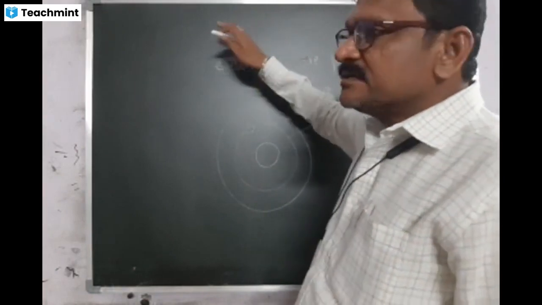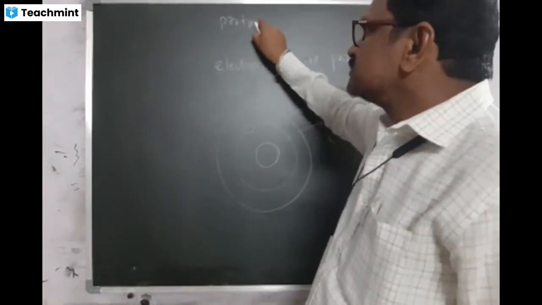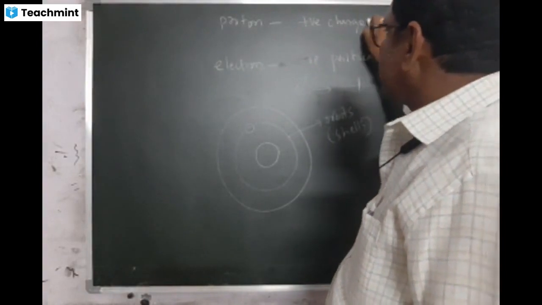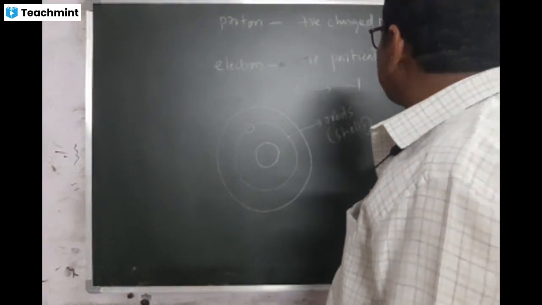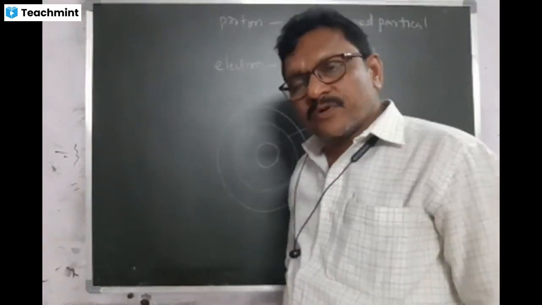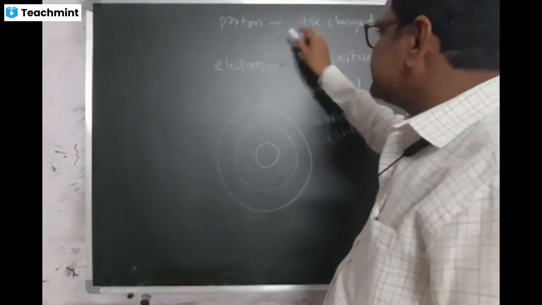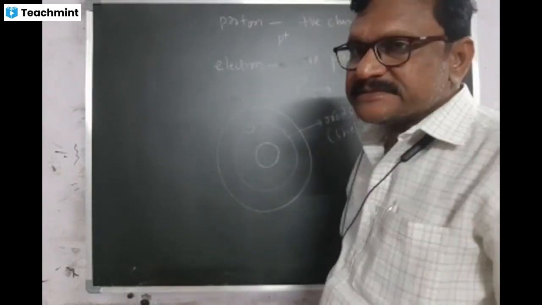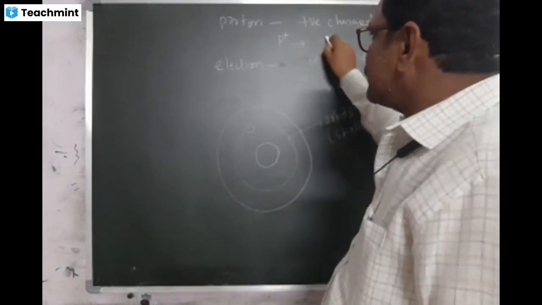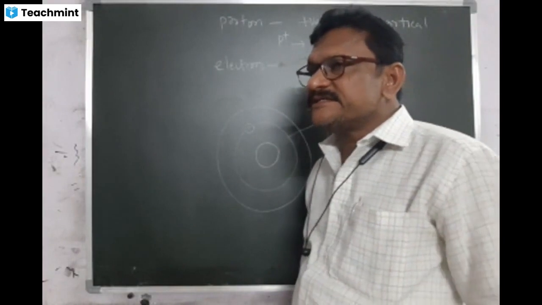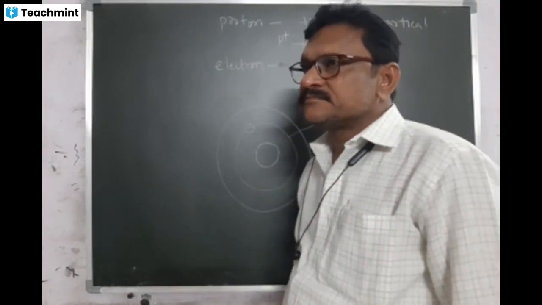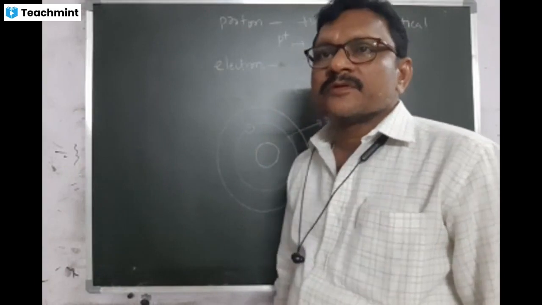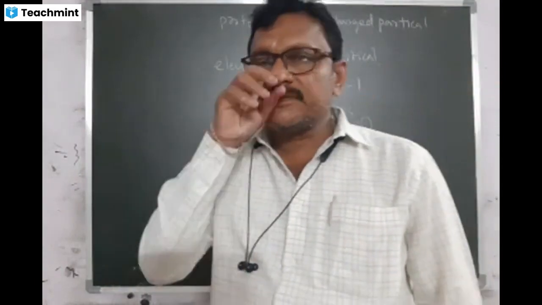Then the second subatomic particle is proton. Proton means simply remember positive charged particle. A positively charged particle is called proton. It is symbolized with P plus. Its relative charge is +1 unit. Proton was discovered by scientist Goldstein.